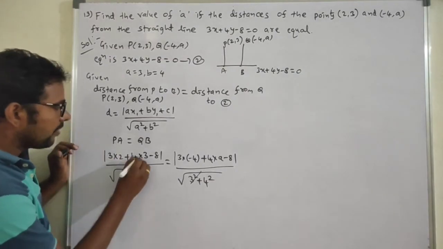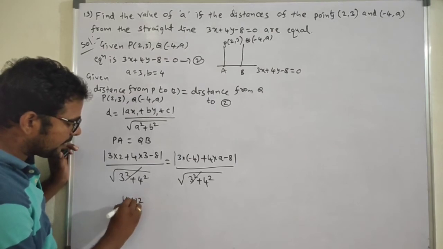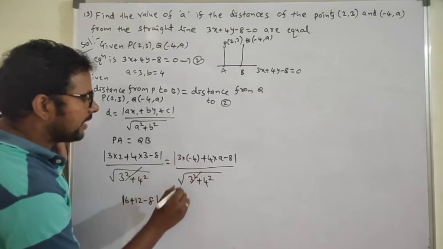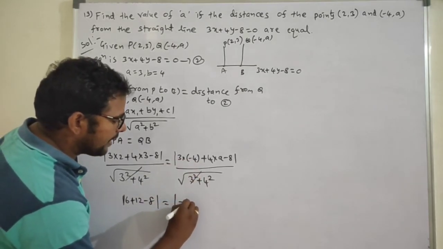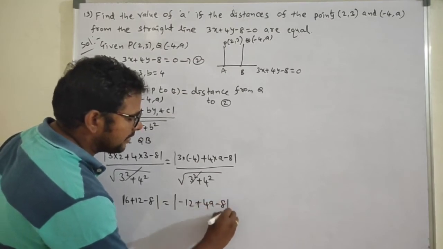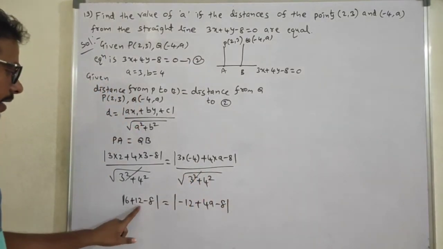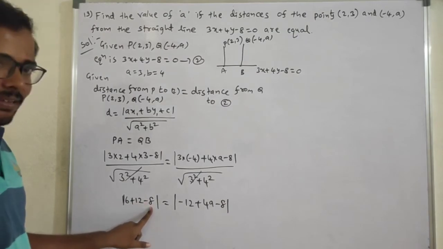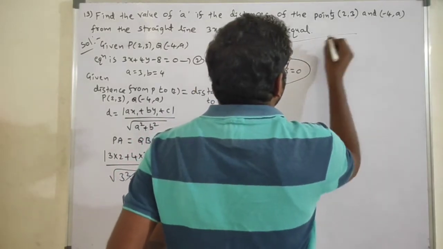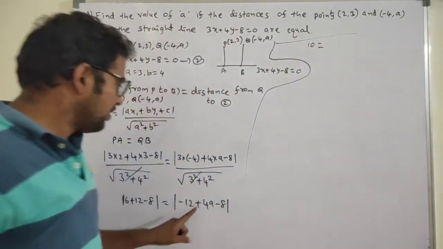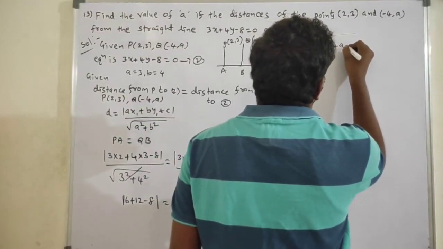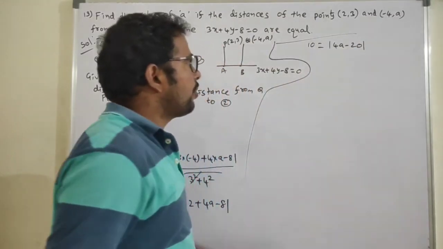So on the left, modulus of 3 into 2, which is 6, plus 4 threes are 12, minus 8: 6 plus 12 is 18, 18 minus 8 is 10. Modulus 10 is only 10, take only positive 10. The RHS is 3 into minus 4, which is minus 12, plus 4a minus 8, so modulus of 4a minus 20.